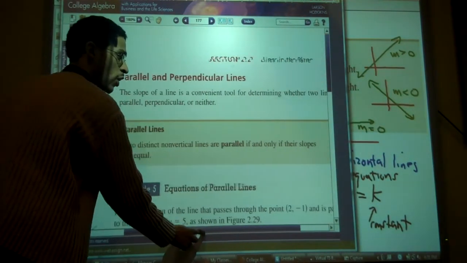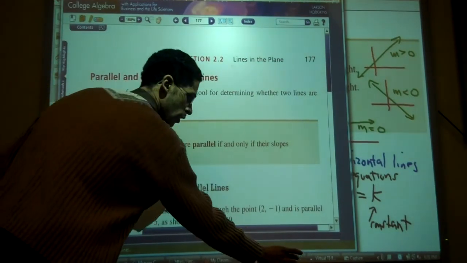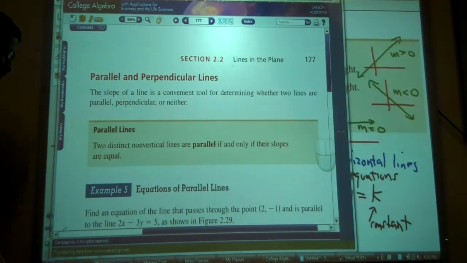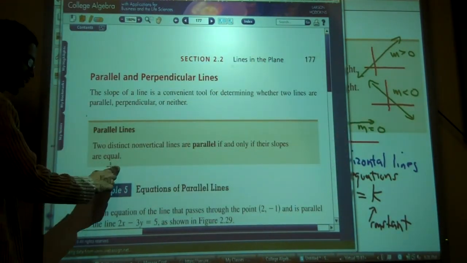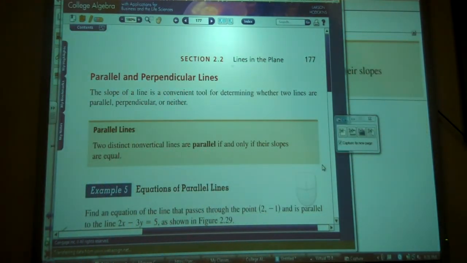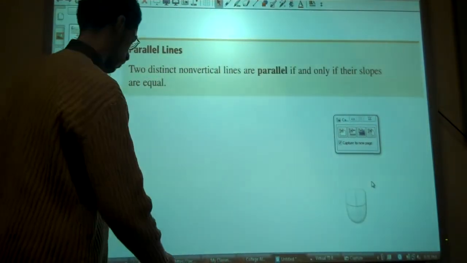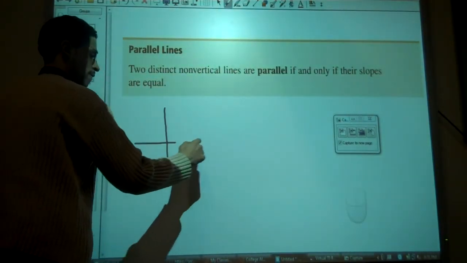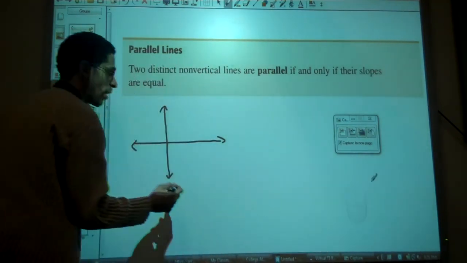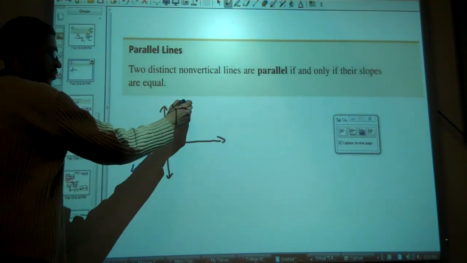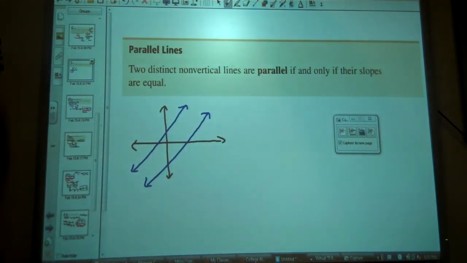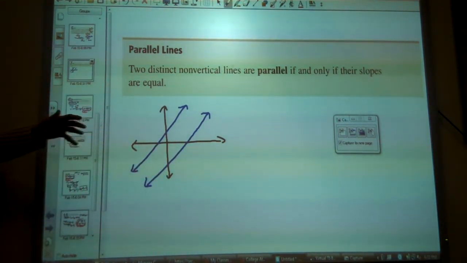Parallel lines have the same slope. Right, two lines that are parallel, they have exactly the same slope. Okay, a graph of that. You know, their rise over run is the same. They should have the same kind of steepness. Parallel lines, they'll never intersect each other. The only thing that's different about them is their intercept, but the slopes are the same.